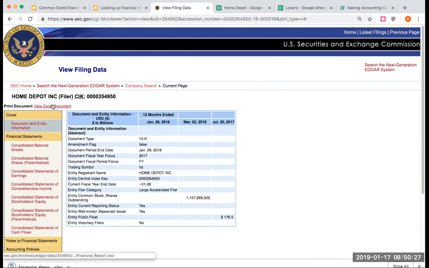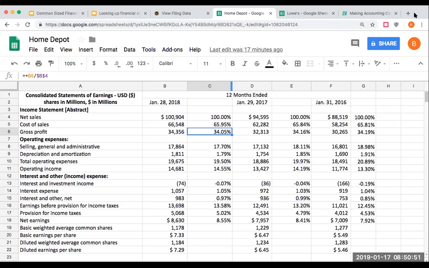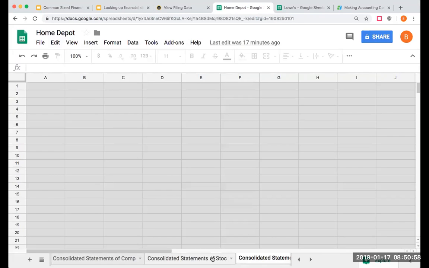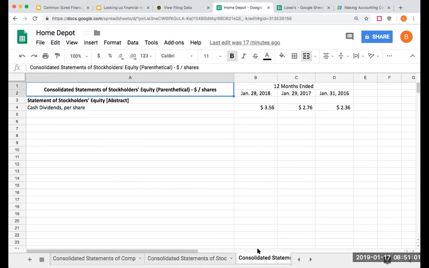When I click on View Excel Document, this is going to download. I don't know if you can see this on your screen, but it is downloading the Excel file. For your benefit, I have uploaded these Excel files into Google Sheets, which is another really easy thing to do. All these different sheets that I've created here all came from the SEC's website.